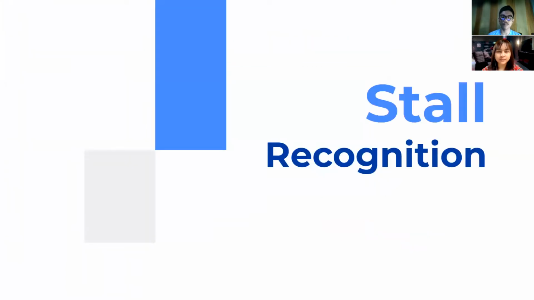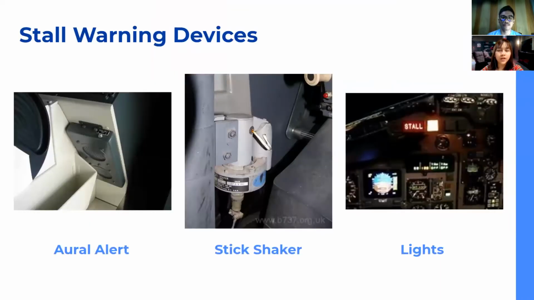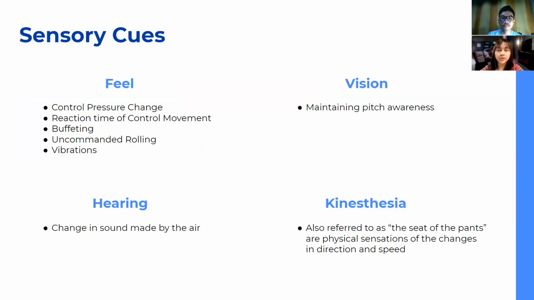Stall recognition. A full stall is usually involved in an inadvertent loss of control of the aircraft. So it is imperative for the pilot to recognize flight conditions earlier that are conducive to stalls and know how to apply corrective actions in order to prevent it from persisting. There are certain aircraft that are installed with stall warning devices that identify impending stall. These devices may include an aural alert, stick shaker, or lights, which alert the pilot when approaching the critical angle of attack. Those without any devices installed, pilots rely on sensory cues, which include feel, vision, hearing, and kinesthesia.